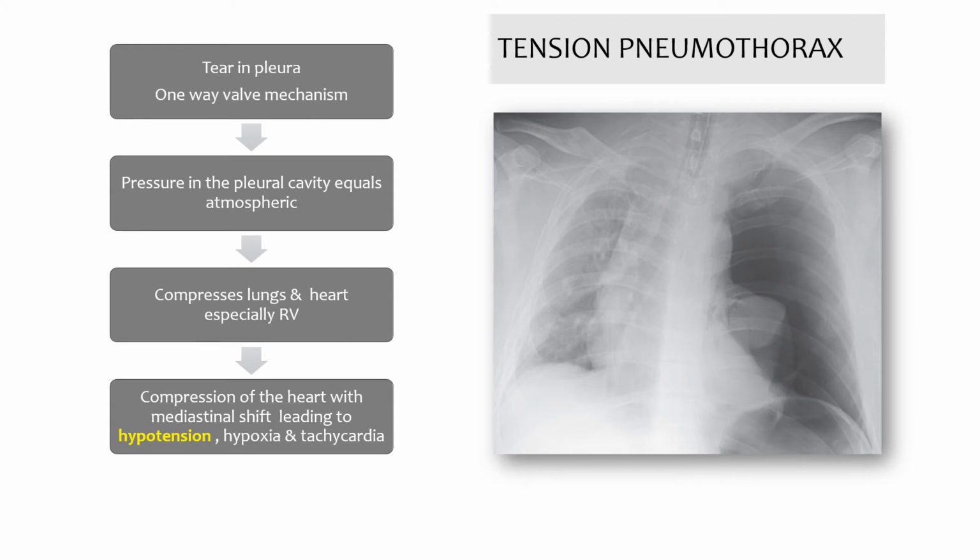Now, what is a tension pneumothorax? If you remember the first slide which I showed to you, there was a tear in the visceral pleura. Air enters through this visceral pleura, and it keeps entering till the tear seals. In a tension pneumothorax, this particular tear acts like a one-way valve.